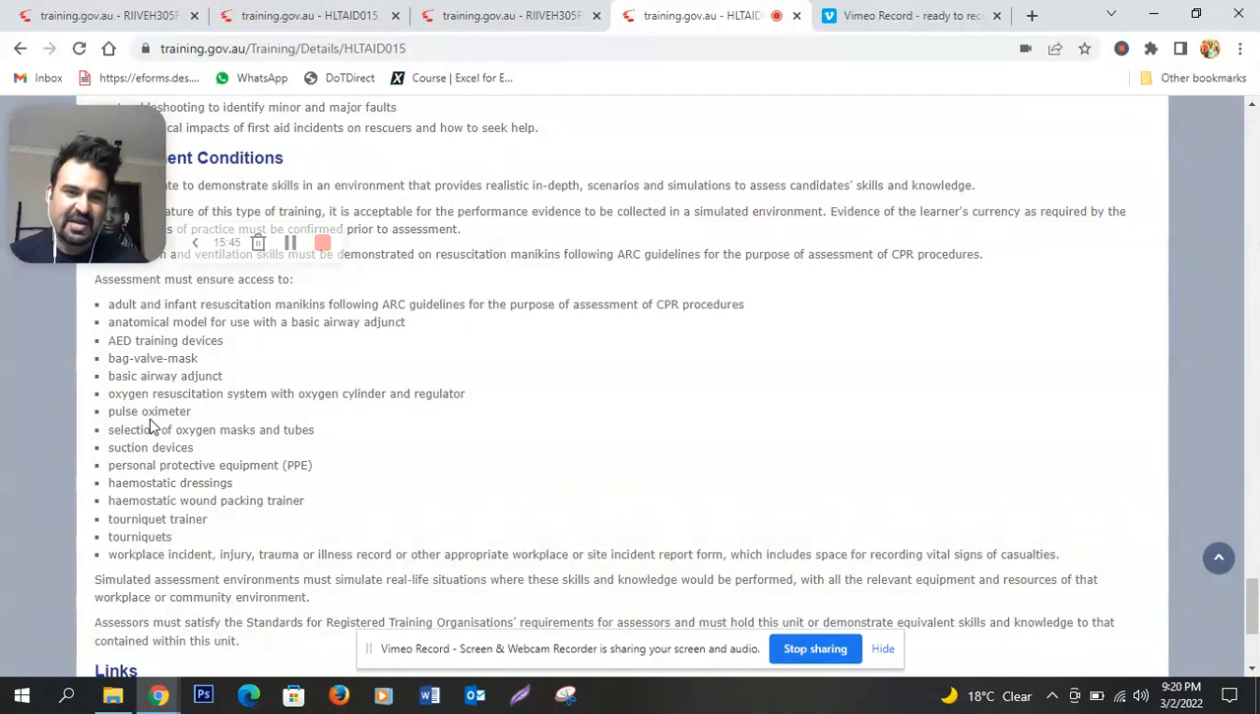A lot of RTOs that unfortunately I come across, they don't have the right sort of material, training equipment, I would say, and they still go ahead and they say that, oh, that's good. When it comes to audit, then the auditor will say, hey, show me this one, this one, this one, this one. And then you will say, sorry, we don't have it. An example, tourniquet trainer, tourniquets. People are missing those parts sometimes, and they still go ahead and they say, oh, you are compliant.